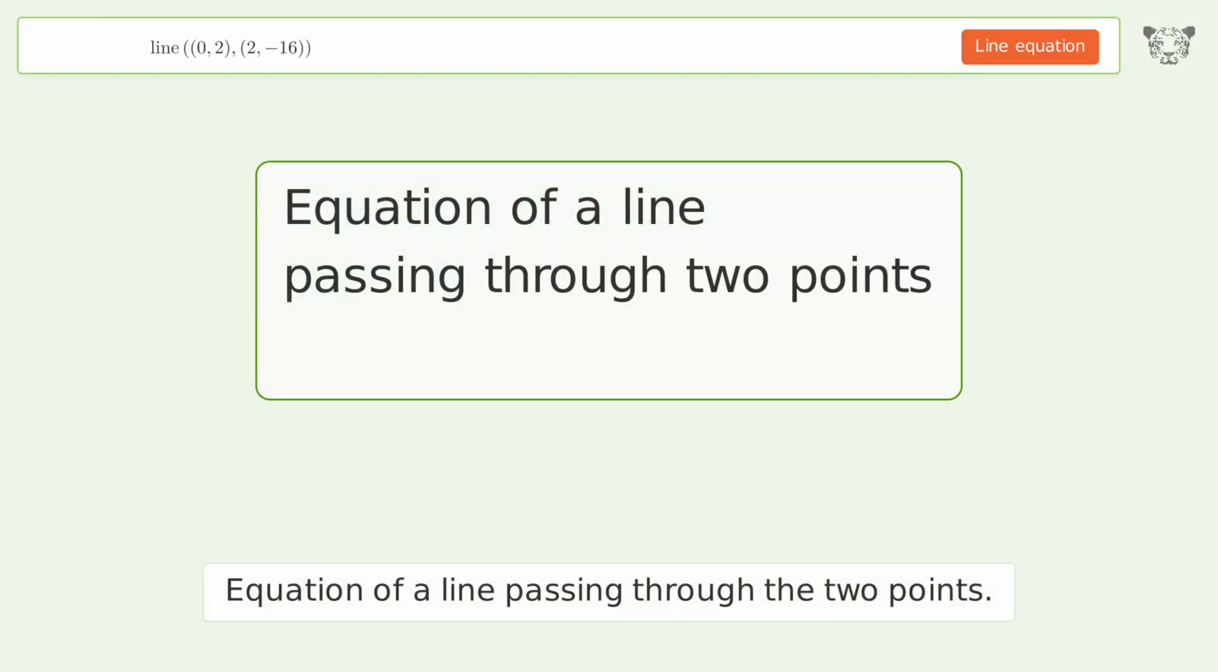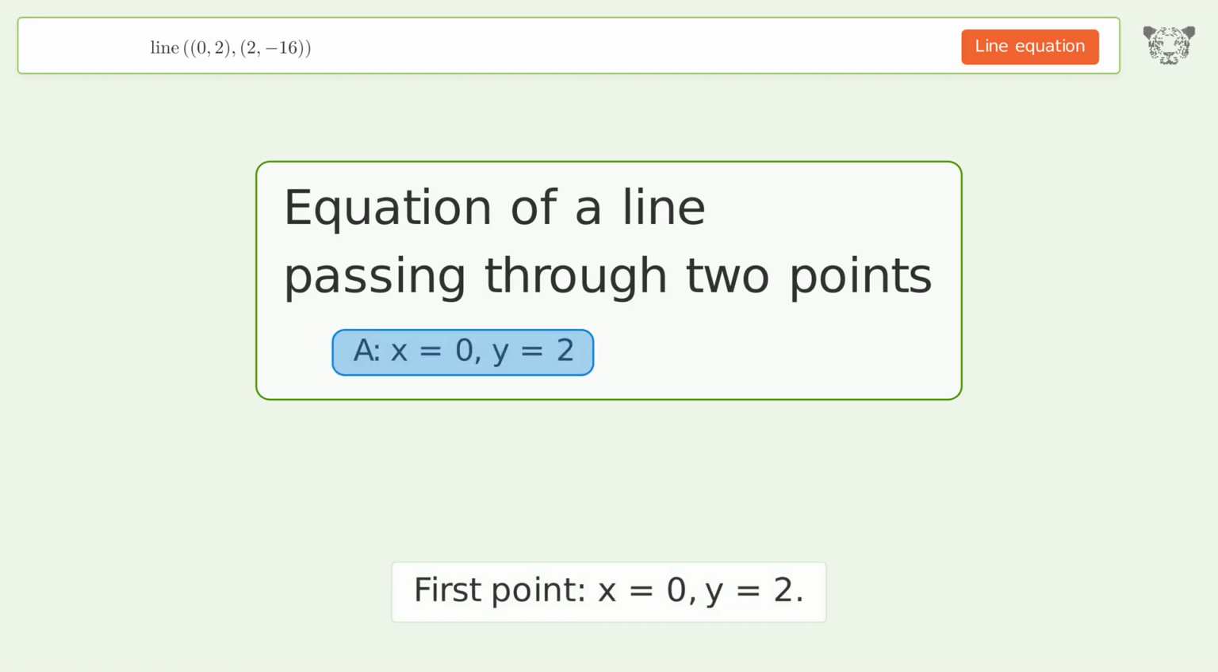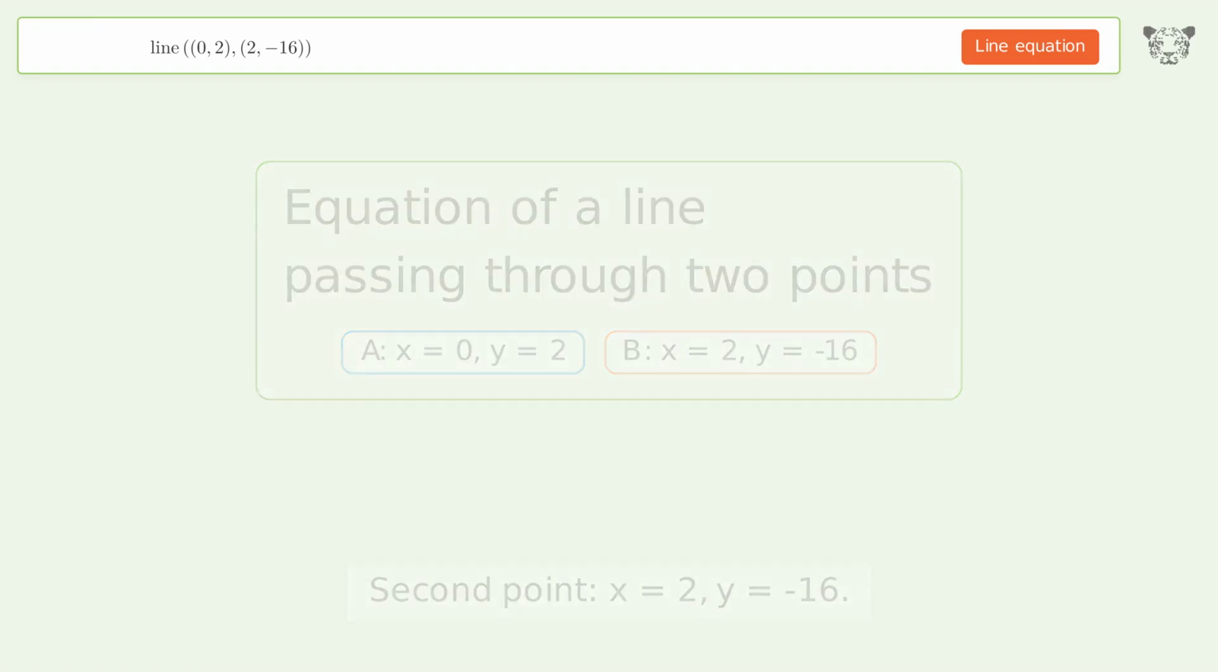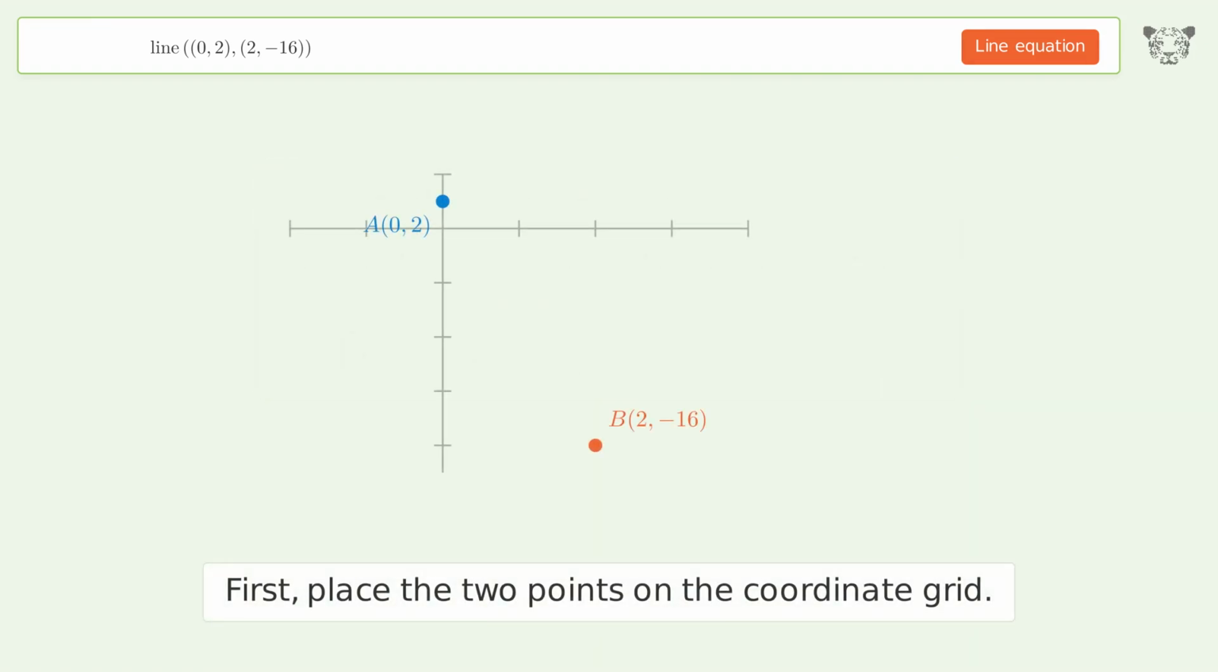Equation of a line passing through 2 points. The first point has x equals 0, and y equals 2. The second point has x equals 2, and y equals -16. First, place the 2 points on the coordinate grid.